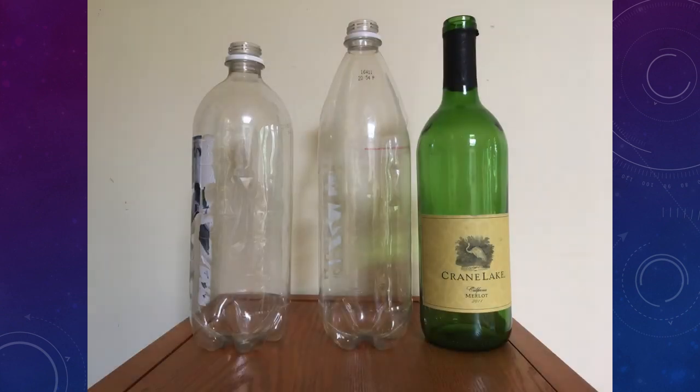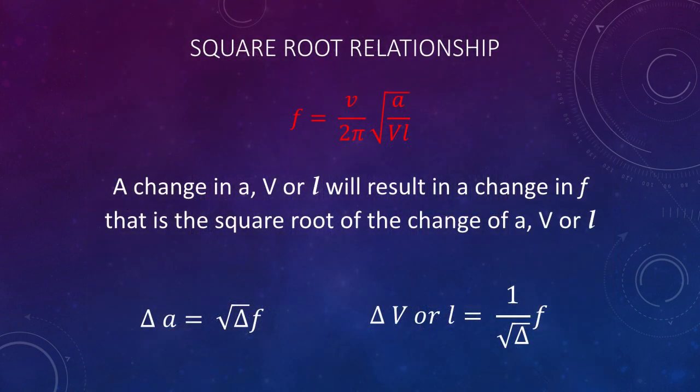If you remember the demonstration on the first day of class, this now explains why the two soda bottles were the same pitch and why the wine bottle was lower in pitch than the soda bottle. We'll do the calculations to show that in the lab. Also, as with the spring mass and pendulum, since area, length, and volume are inside the square root sign, it's a square root relationship.